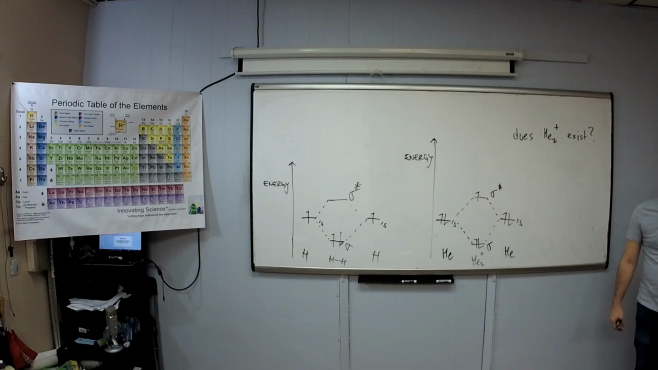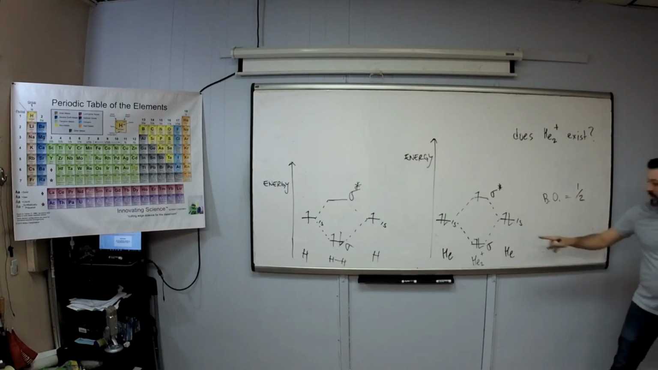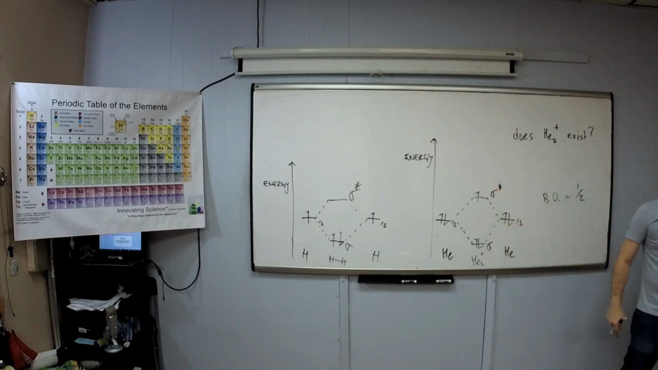Does it exist? To see if it exists, you would have to have some sort of bond between them. Is there any amount of bond? What is the bond order? The answer is 1/2. Because it's 2 minus 1, that's 1, divided by 2. It's always divided by 2. It doesn't matter how many orbitals it is, just divided by 2.